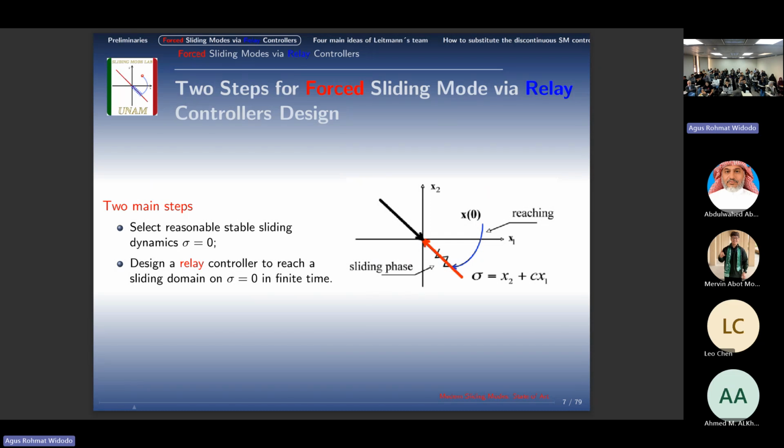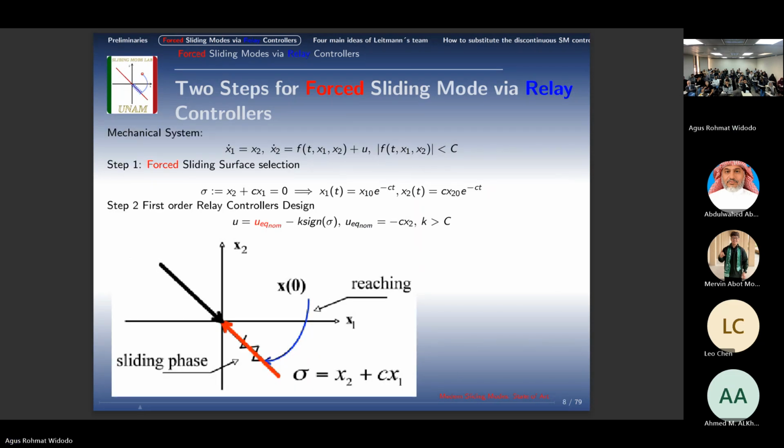So that is why this is the main idea of sliding mode control. You can see it here in the logo of my lab. What you are doing is first attracting to the surface, and on the surface you are invariant with respect to the control. This is an example of a mechanical system.